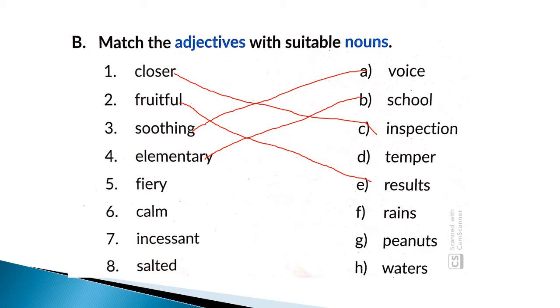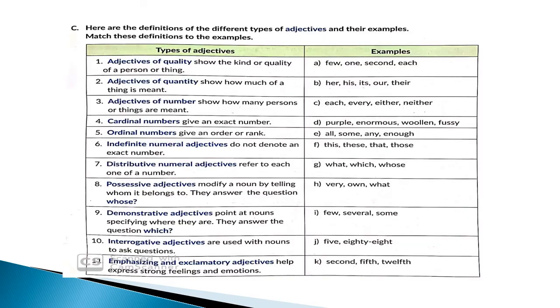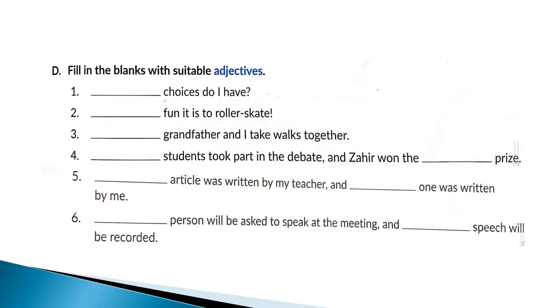You have to describe the adjective with the noun. Here are the definitions of the different types of adjectives and their examples. Match these definitions to the examples. In our previous video lesson, we discussed all these different kinds of adjectives and their examples with definitions. Now what you have to do is read the definition, remember the example and match it. This you are going to do on your own because I have already discussed this in the last video. Coming to the next one.